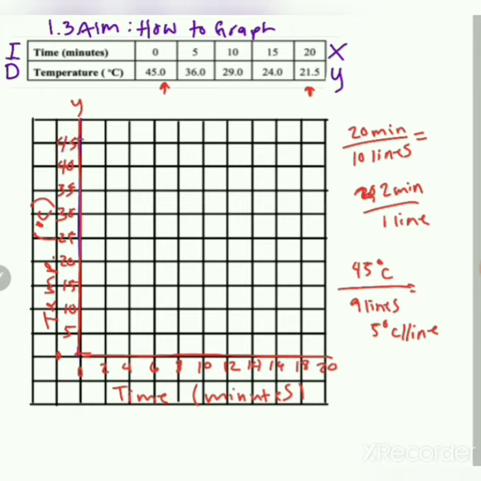We also need to title our graph. So an easy way to title your graph is just to take the x variable versus the y variable. So I take time versus, and we should put our units in there, so we're specific, time in minutes versus temperature. Again, I'm abbreviating for space, and that is in degrees Celsius.